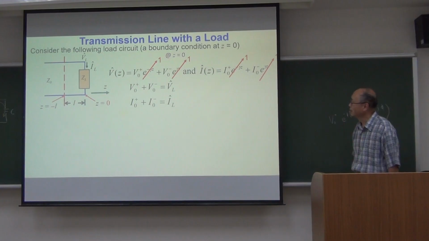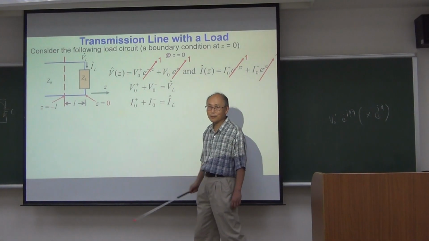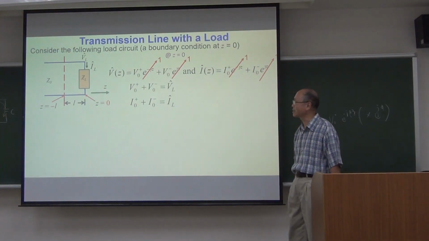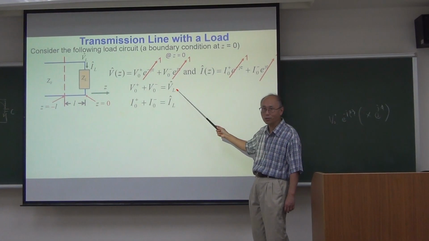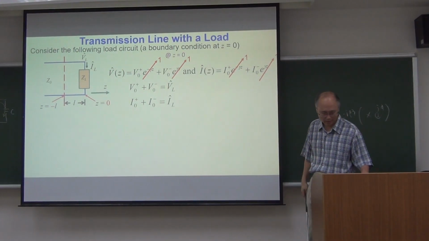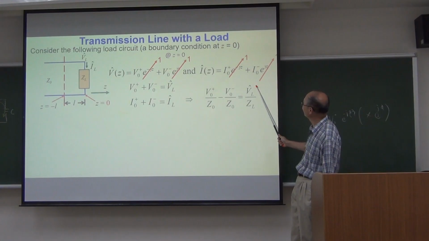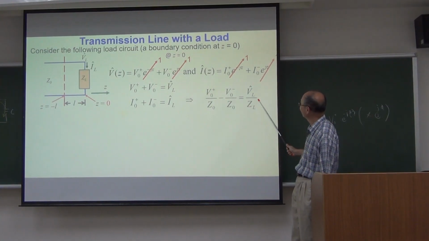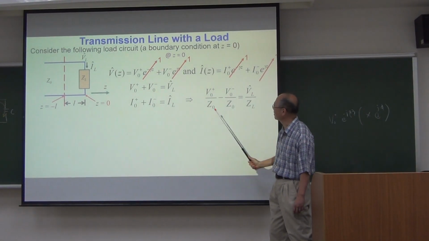Easy, right? Well, then for this load impedance, by definition, impedance is the voltage over the current, the total voltage over the current. So you have this relationship: this current is equal to the total voltage over the impedance. So you can rewrite this expression like this.